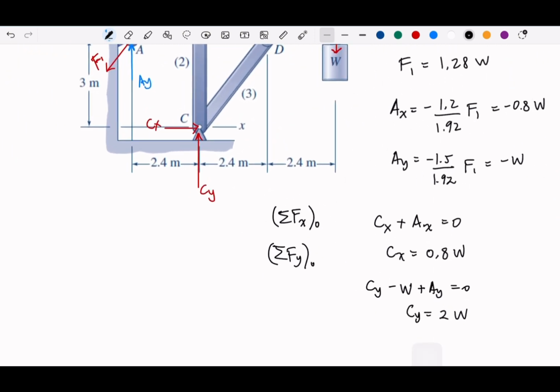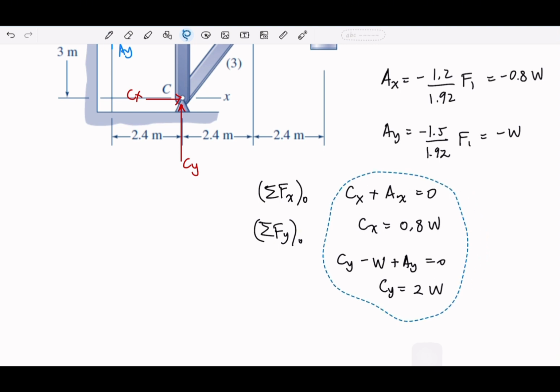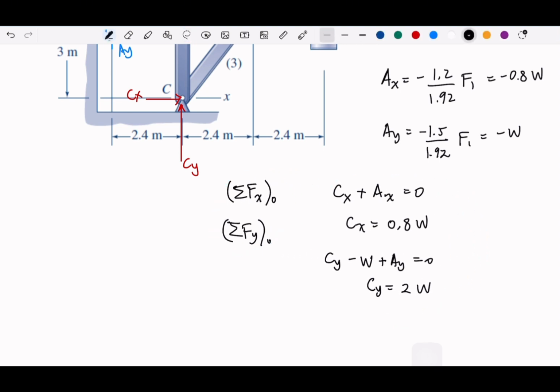So the final result for the first question would be, and I think this is something that most of you forget to write, AX is 0.8 W, but you can give the directions like this. And then AY is W going down. And CX is 0.8 W going to the right. CY is 2W upwards like that.